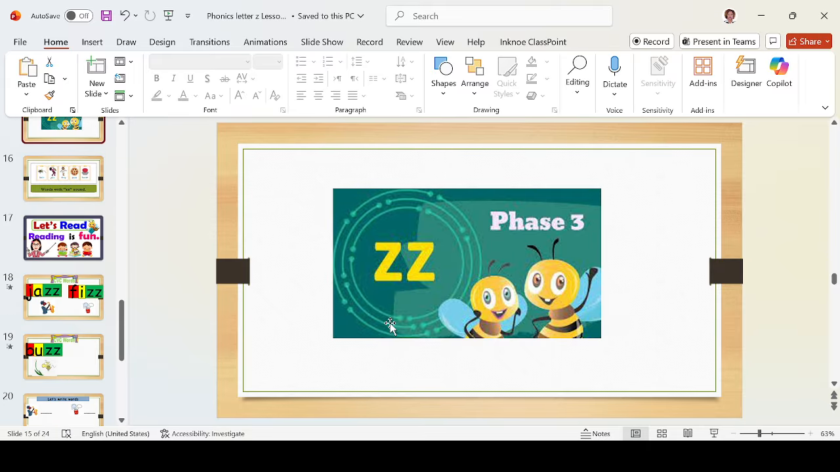we have our double Z. Okay, so when you are reading this one, you don't say Z, Z. No, you just say Z. Okay, just one Z, strong one. Okay, just one only, one sound for the two sounds.